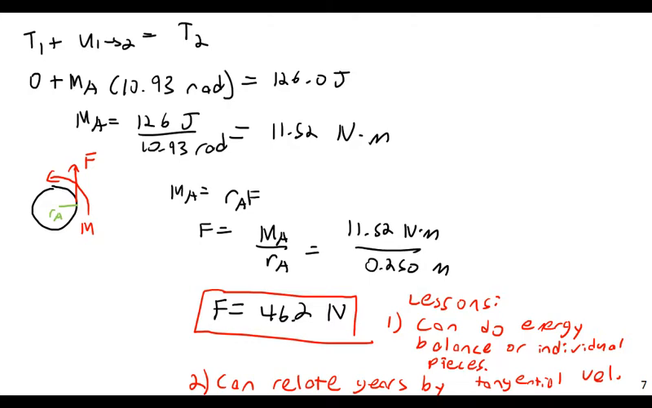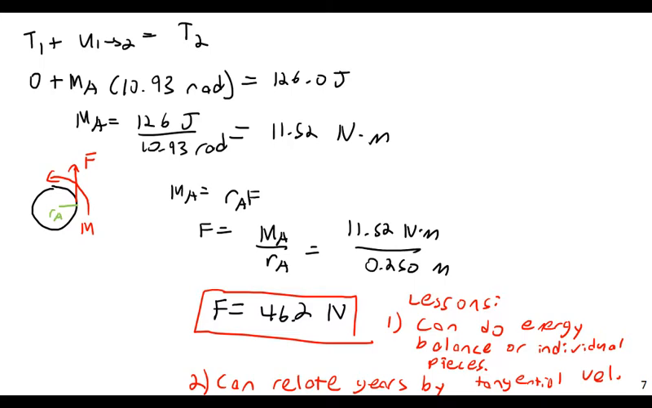Yes, I understand the T1 plus U1 to 2 equals T2. Then how come the moment of A and the angle of A, why do you have to use that there? Why do I have to use the moment of A and the 10.93?